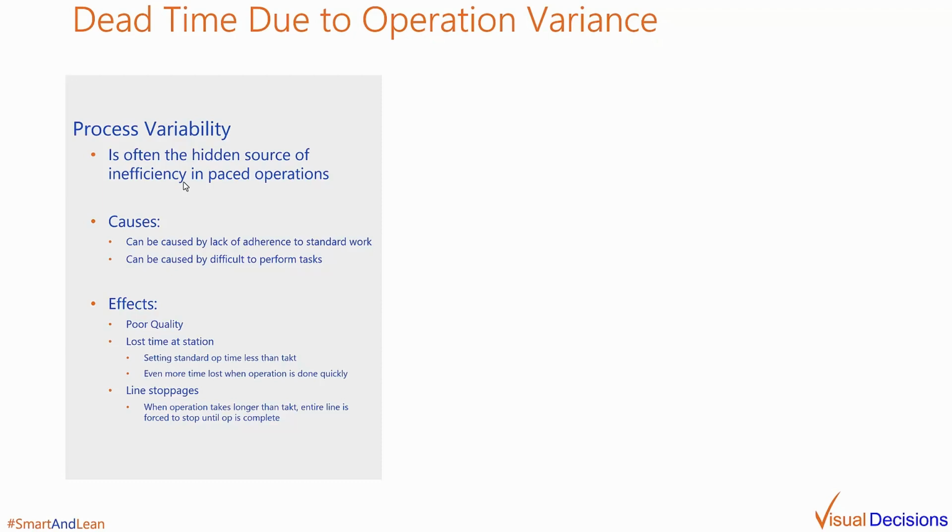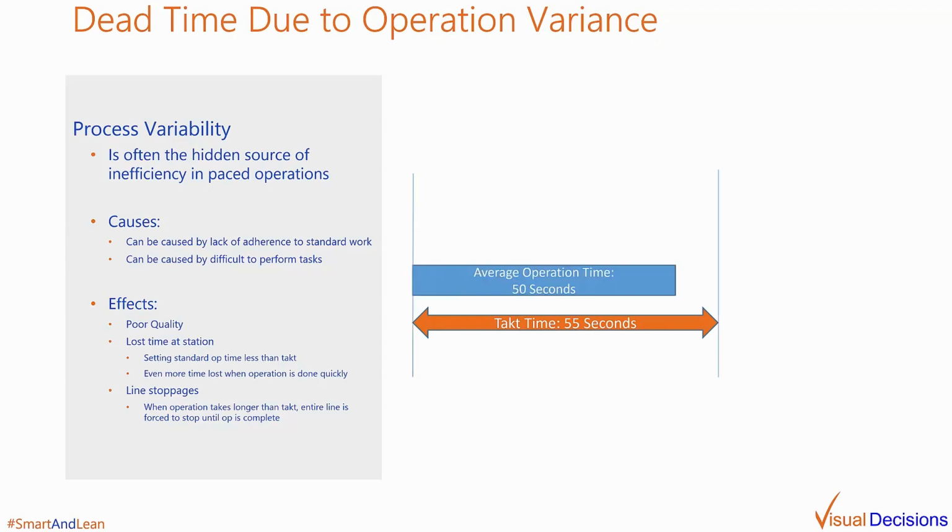From a line stoppage perspective, when the operation takes longer than the takt, the entire line is forced to stop until this operation is complete. So let's take a look at this in a little bit more detail. Let's say that our normal takt time is 55 seconds for one cycle. We may have to set the average operation time to 50 seconds because we know that there's some amount of variation. And so if we set a target of 50 seconds, that way most of the time, even with some variation, we'll be able to get it done in less than takt time.